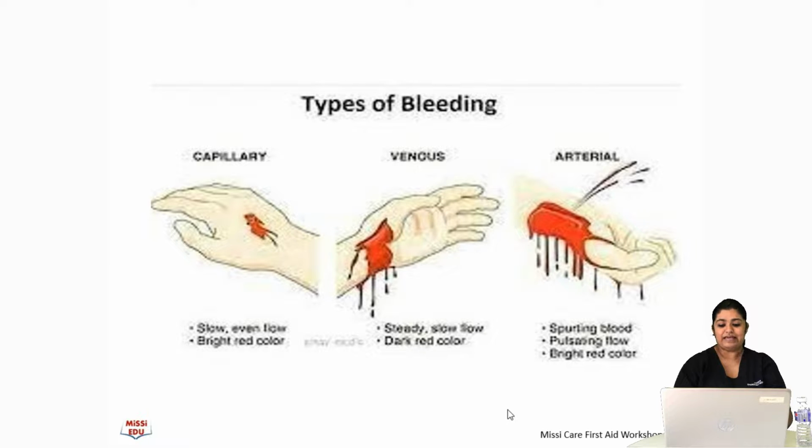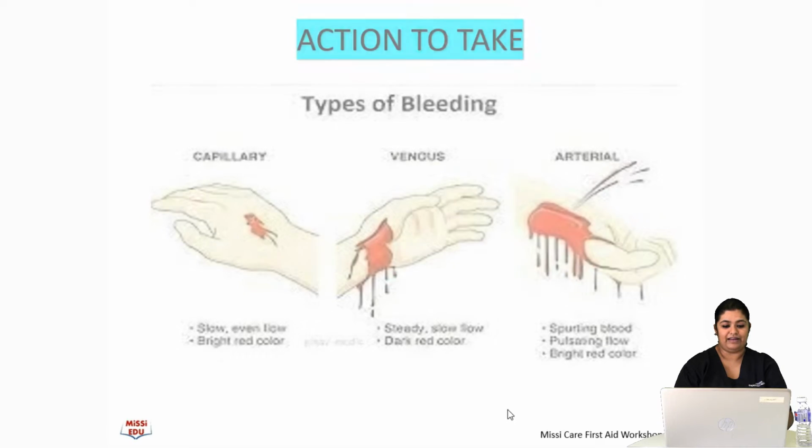For arterial bleeding, the blood spurts. Okay, it is bright red in color. For venous, it is more steady and slow, and more of a dark red color. And for capillary bleeding, it is slow and even lighter, and also bright red in color.